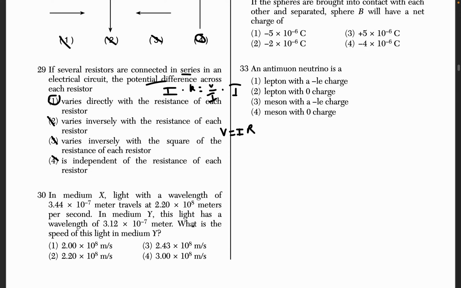In medium X, light with a wavelength travels at, okay, so we have the wavelength here, we have the velocity here. In medium Y, the light has a wavelength, okay, so let's call this wavelength 1, wavelength 2, and it has, I don't know, what is the speed? So we're asking for, so let's say this is V1, this is V2.